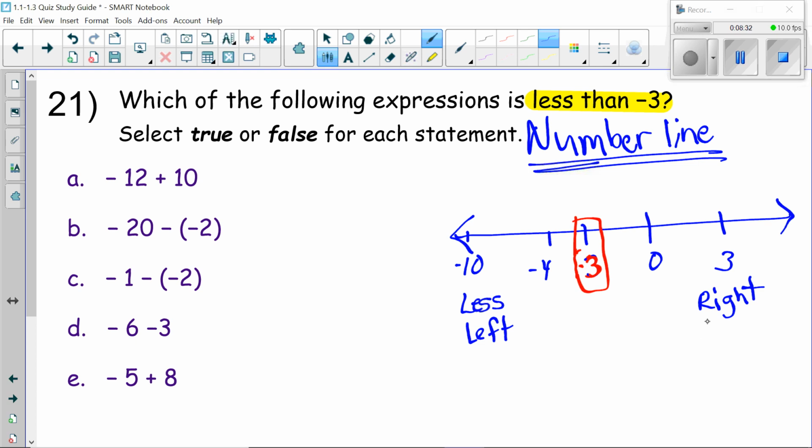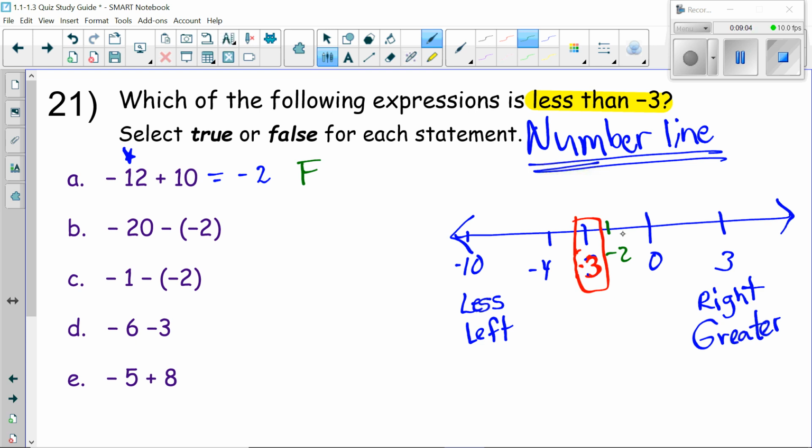All right, let's go solve. We have -12 plus 10. It has more negative than positive. Different sign subtract. This is a -2. Now, -2 is over here. This is -2. It's on the right. It's actually greater. It's bigger than -3. So this one is false. Even though it looks like a small number, it's larger because it's a less negative. It's on the right. It's greater.